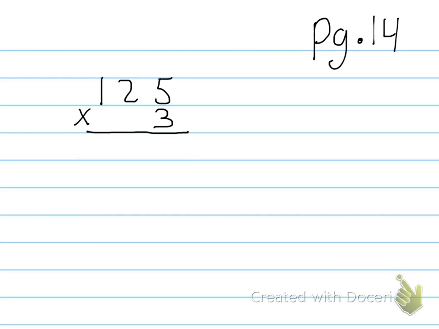So let's begin. 3 times 5 is going to be 15. You put the 5 down here, carry the 1 up here. 3 times 2 is 6, and we have this 1 over here. So 6 plus 1 is going to be 7. The 7 comes down here. And 3 times 1 is 3. So 125 times 3 is 375. Simple enough.